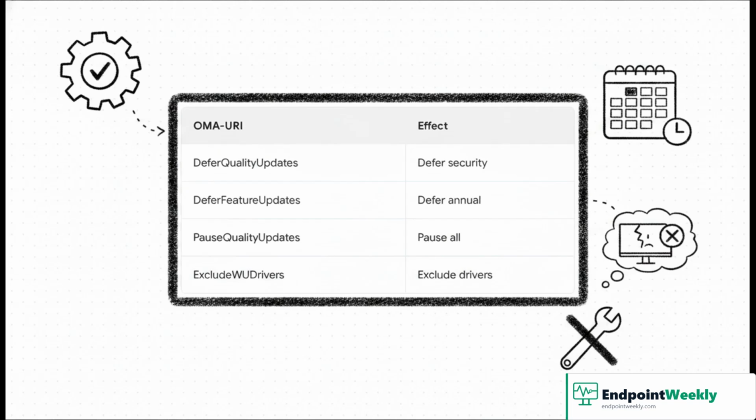To delay a major annual OS upgrade, it uses the Defer Feature Updates path. There are also specific paths to pause quality updates entirely, which is an absolute lifesaver if a patch is blue screening your early ring. Plus, there's a critical path to exclude hardware driver updates from coming through standard Windows Update.